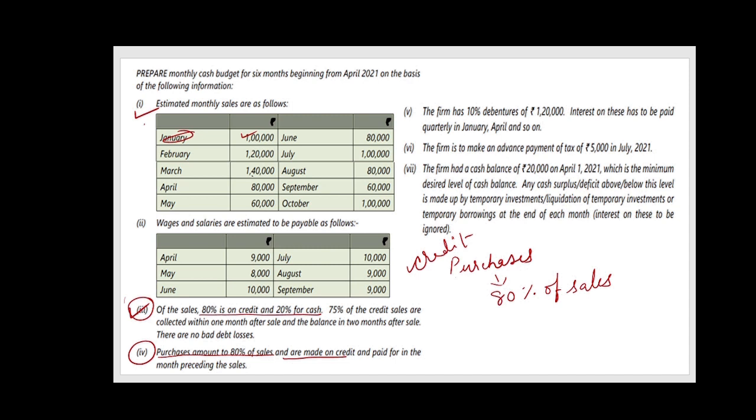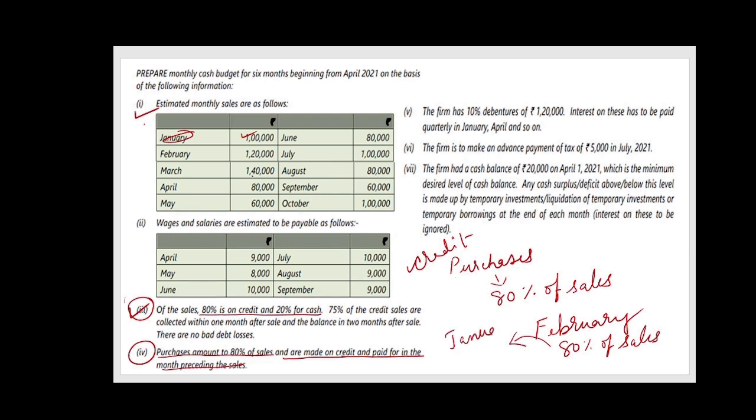That means you make the purchases now and pay for them at a later date. And when is it paid? It is paid for in the month preceding the sales. What do you mean by preceding? Before. So whatever sales is there of February, you will take 80% of the sales of February. Before you can sell, you need to produce, right? That is why you need to purchase raw materials. So when are you going to purchase it? You're purchasing it in the previous month.